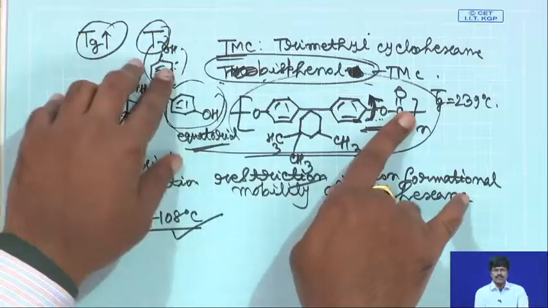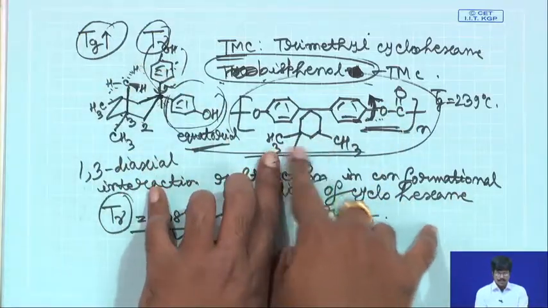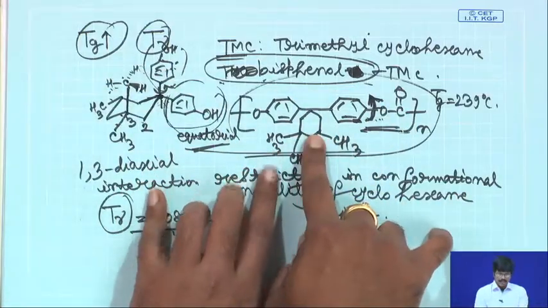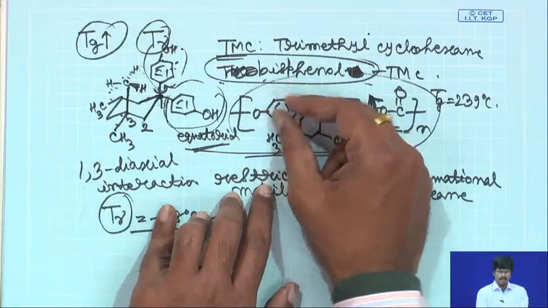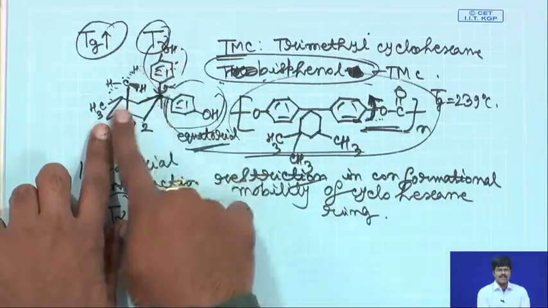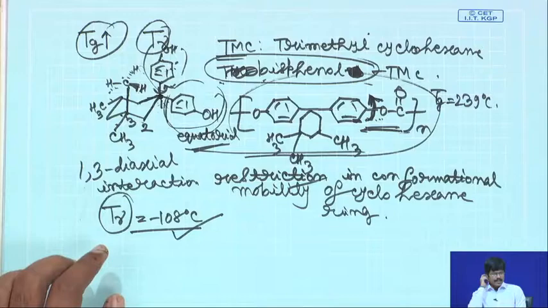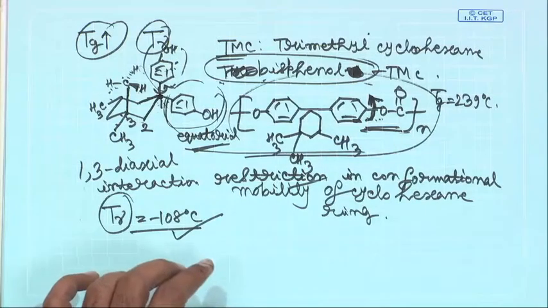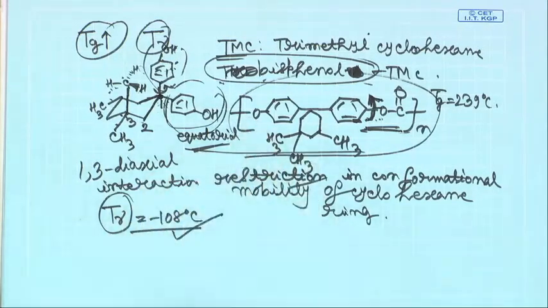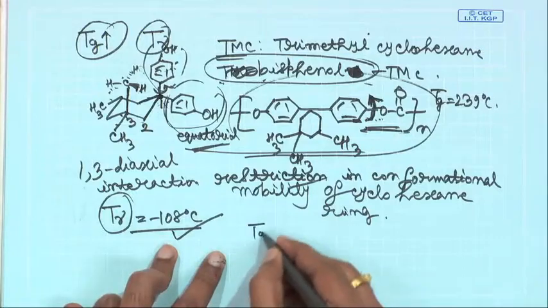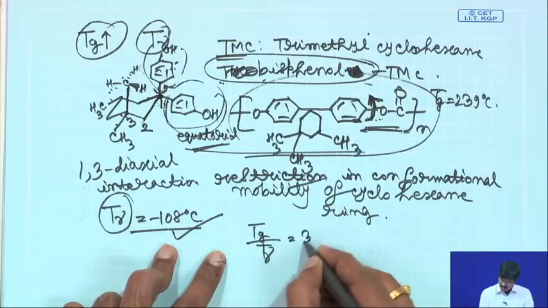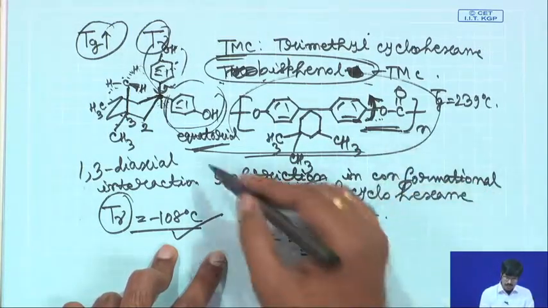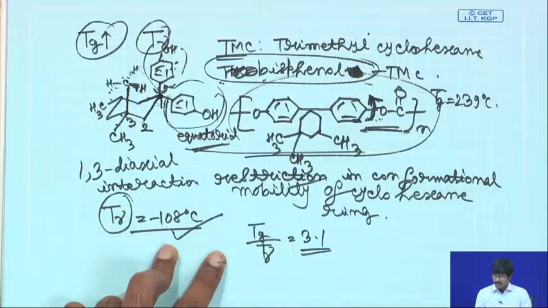your Tg increases tremendously because of the restriction of mobility of this cyclohexane ring plus the restriction of this phenyl ring rotation because of this 1,3 diaxial interaction. So, ultimately then you have a high Tg to T gamma ratio. In fact, for this material you will have a Tg to T gamma ratio which is 3.1, quite high. So, you have both high thermal stability as well as high impact strength of the material.